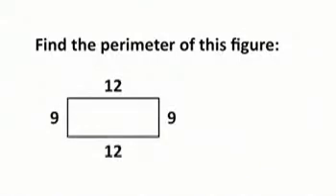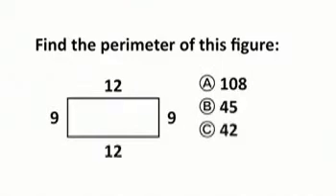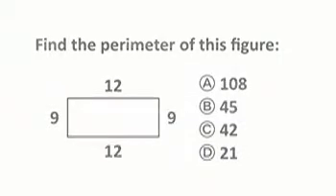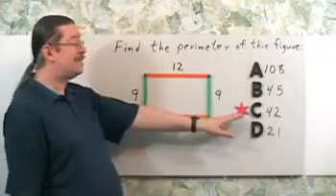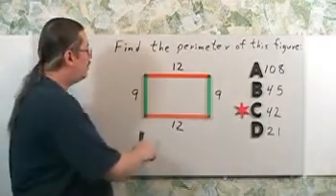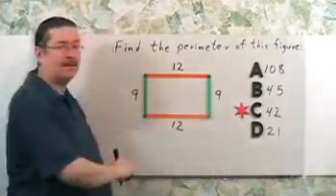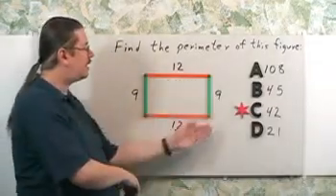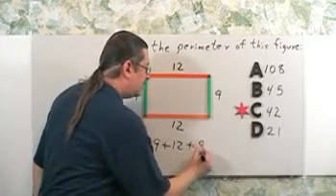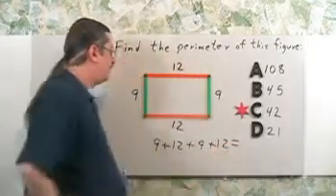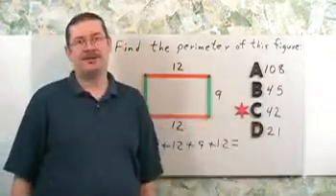Find the perimeter of this figure. The perimeter is 42, which is answer C. To get that, all you have to do is add up these numbers. The perimeter is just the measurement of all the lengths of the sides of the figure. So you're going to have 9 plus 12 plus 9 plus 12. Add these numbers up, you're going to get 42.